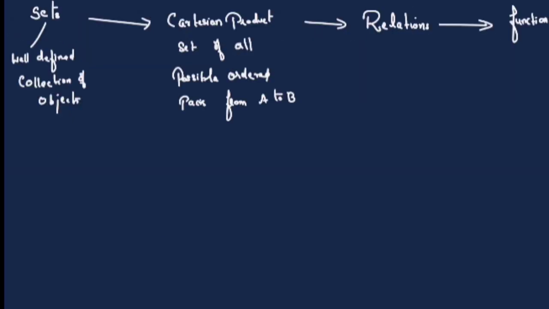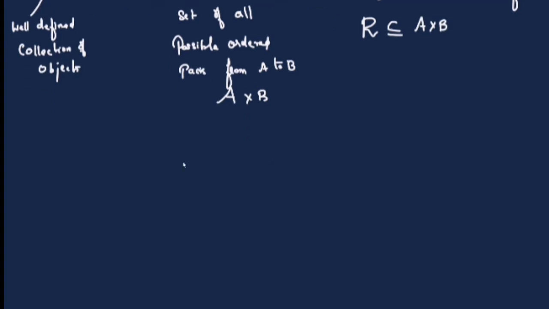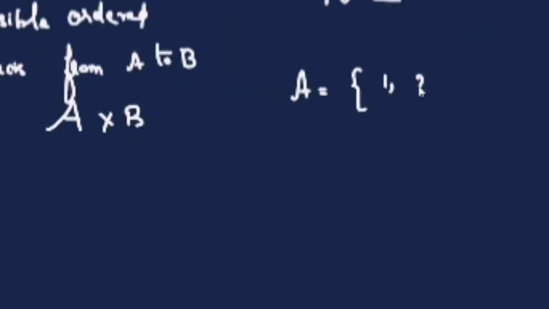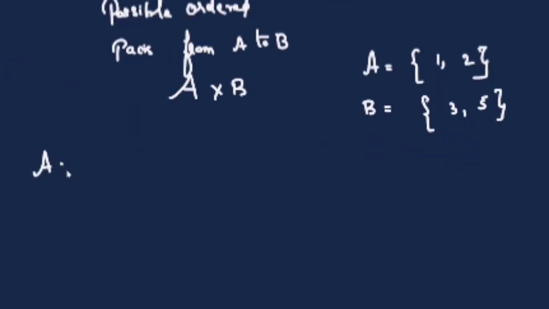This is the order. Let us see what is a relation. Relation is denoted by R, sometimes S. R is a subset of this A cross B. Suppose if I denote this Cartesian product as A cross B, R is a subset of A cross B. That means, suppose if I say the set A is {1, 2} and set B is {3, 5}.